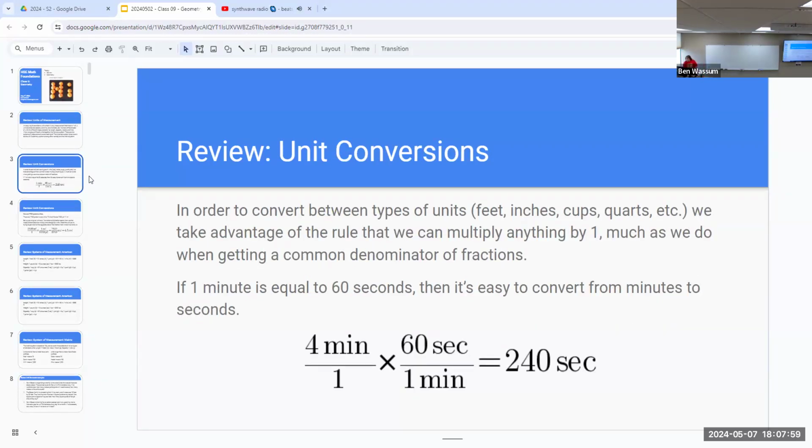So converting between types of units, you take advantage of the rule that you can multiply anything by one, whether it's an ugly looking one or not. So you look at the multiplication down there, 60 seconds is 1 minute. Since the top and bottom are equal, despite the fact they're different units, you're still multiplying a thing by one. So you haven't actually changed what it is you're looking at. You're just kind of changing the perspective of it.